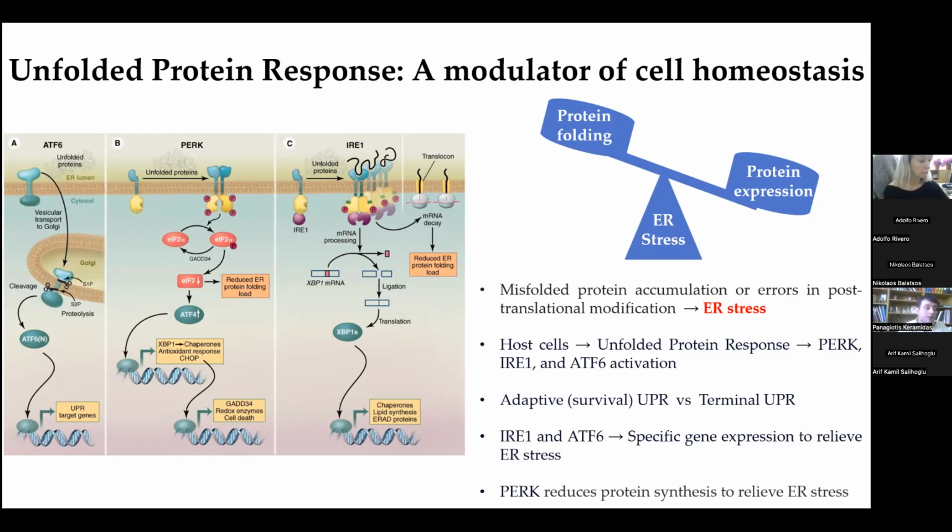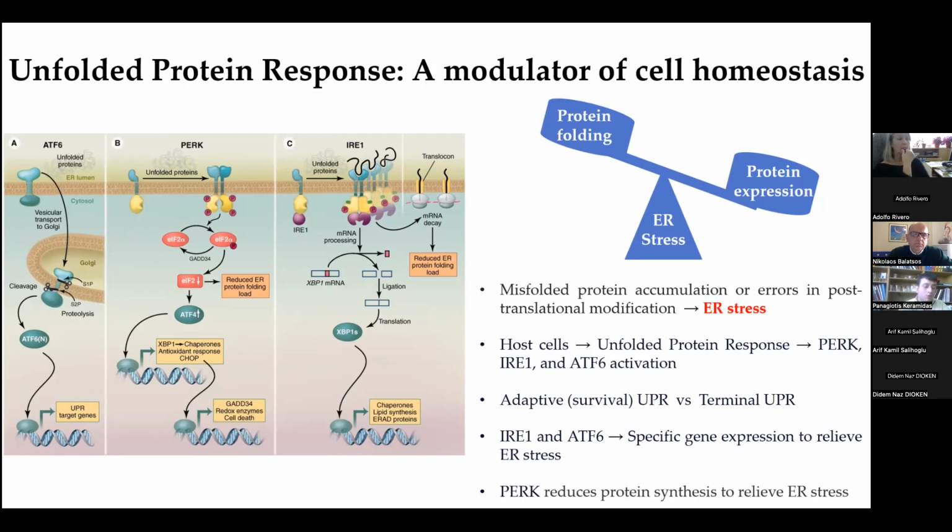Misfolded proteins accumulate and bind to these proteins, thus activating them. IRE1 and ATF6 activate specific gene expression, such as redox enzyme expression and chaperone expression, to relieve ER stress. However, PERK has a different pathway, where it phosphorylates eukaryotic initiation factor 2A to switch off the general mechanism of translation in order to reduce the protein folding load in the ER lumen.